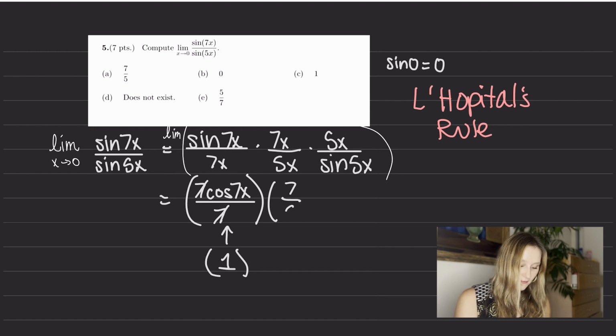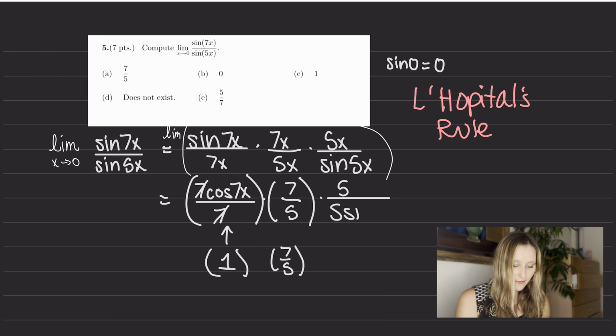Similarly, the second one, 7 over 5 for L'Hopital rule. And similarly, we get 5 over 5 sine 5x, or 5 cosine.